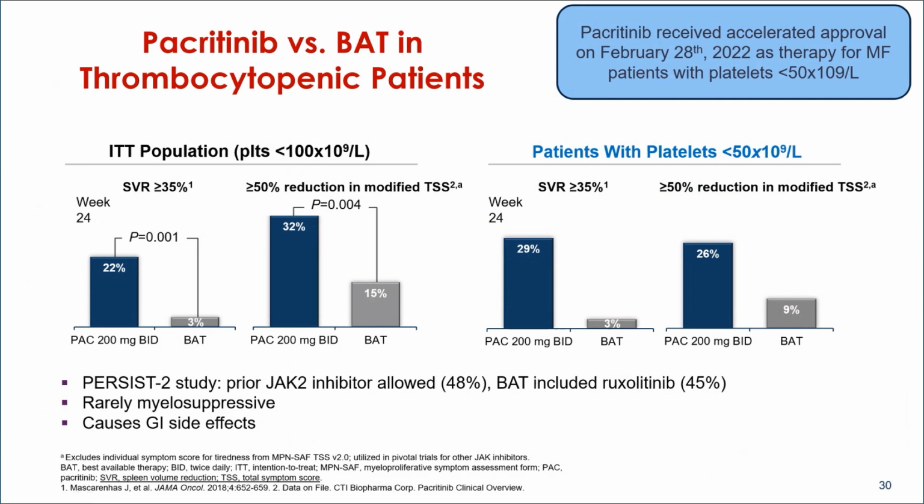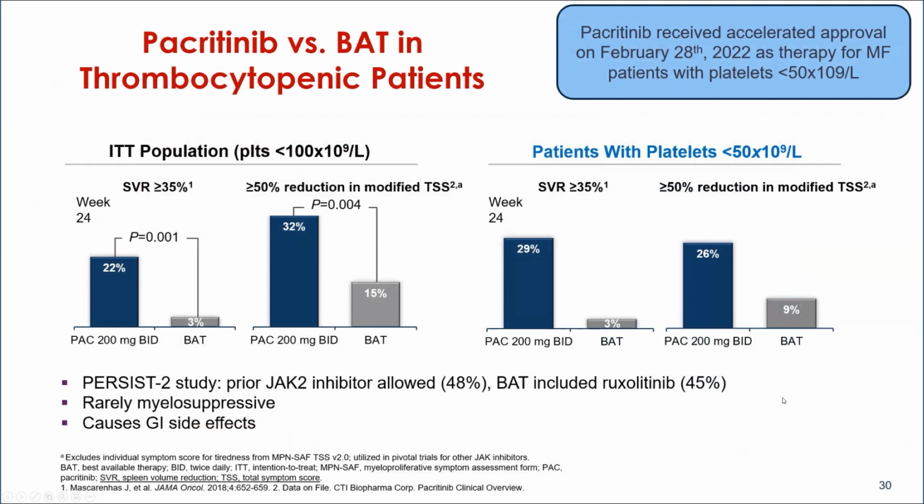Best available therapy did include ruxolitinib in about 50% of patients. Remember, ruxolitinib is used at the lower dose here. It's not that effective, and this is a testament of benefit to pacritinib. The label says it's for patients with platelets below 50. The subgroup is analyzed to the right.